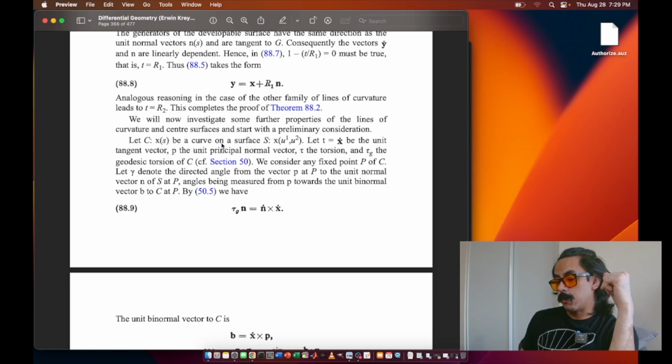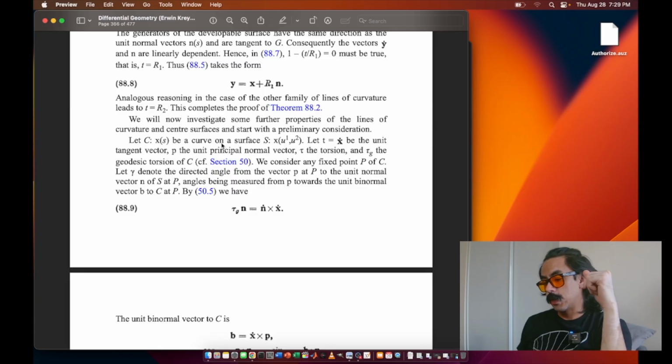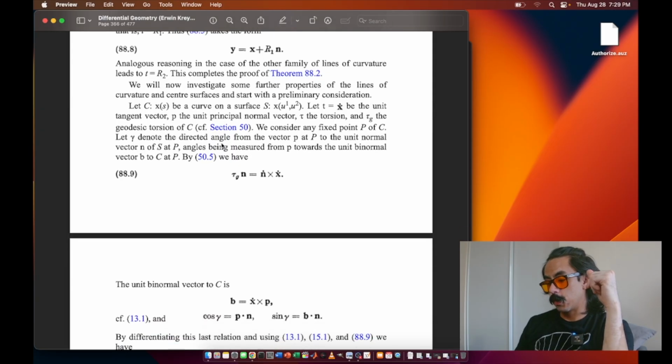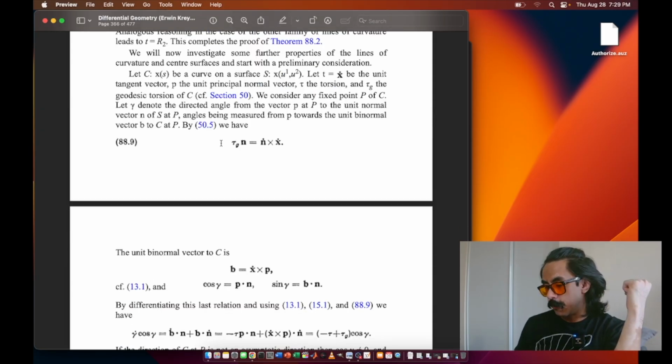We will now investigate some further properties of the lines of curvature and center surfaces and start with a preliminary consideration. Let capital C with a vector parametric representation x in terms of lowercase s be a curve on a surface capital S with a vector parametric representation x in terms of u1 and u2. Let lowercase t equal x dot be the unit tangent vector, p the unit principal normal vector, tau the torsion, and tau sub g the geodesic torsion of capital C. And for that, we can refer back to section 50.